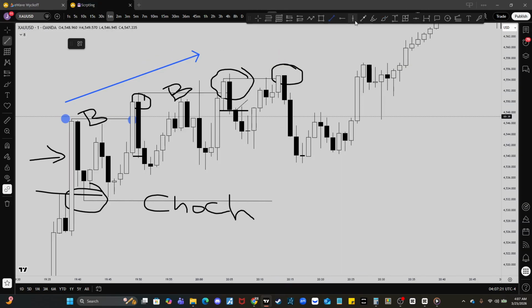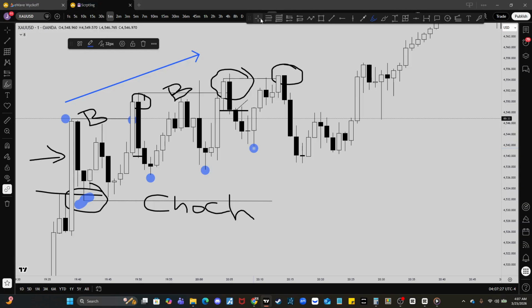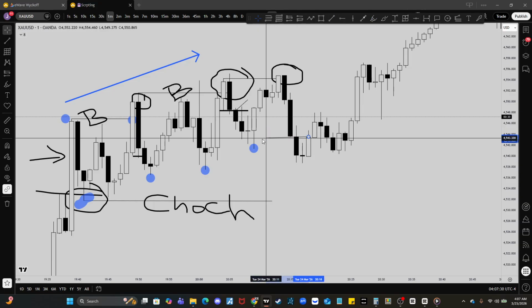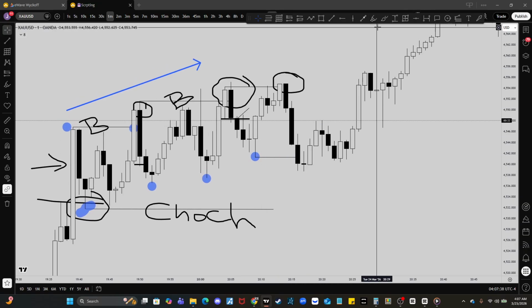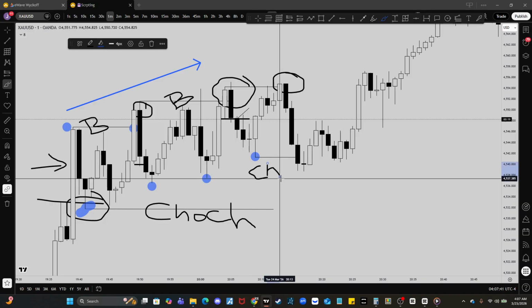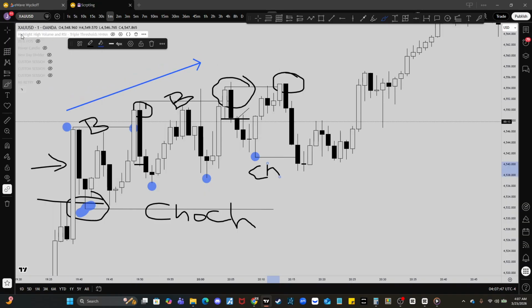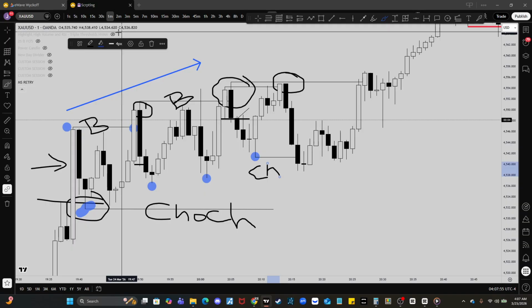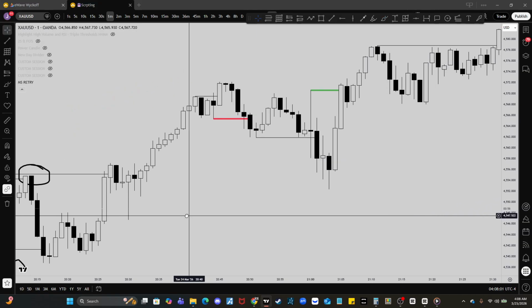Now, that means that, again, this is a protected low, protected low, protected low, protected low. Right here, we get a change of character. This is a change of character, or technically within my structure. What does that mean? Theoretically, everyone else will tell you that means prices should come down.